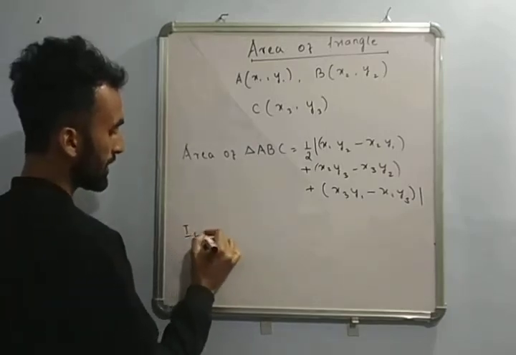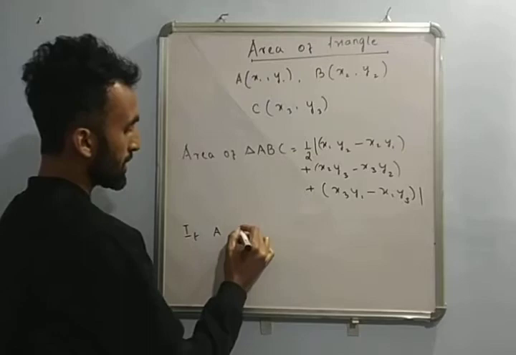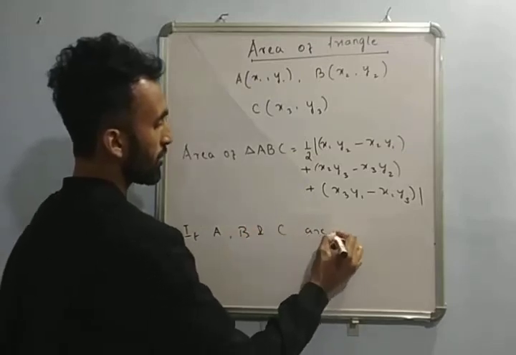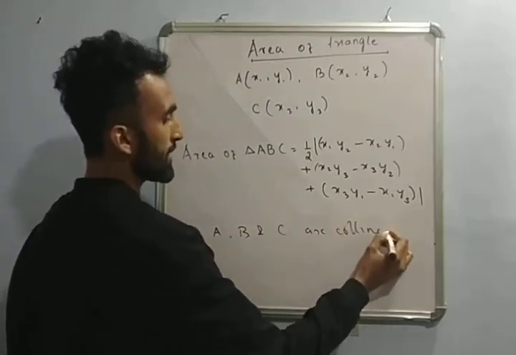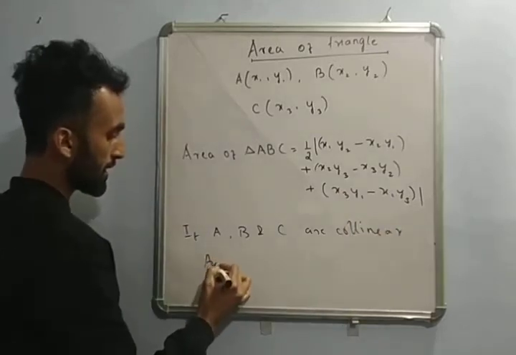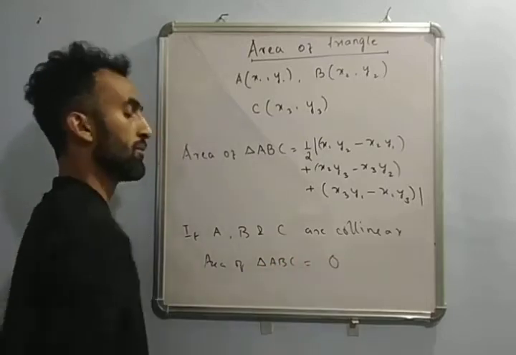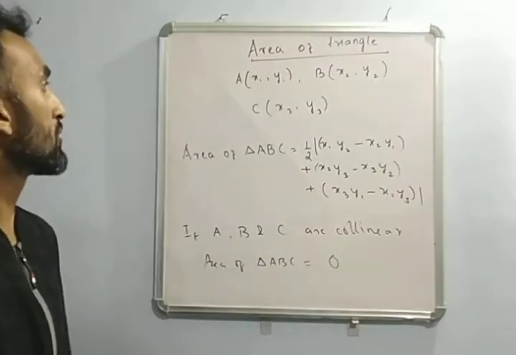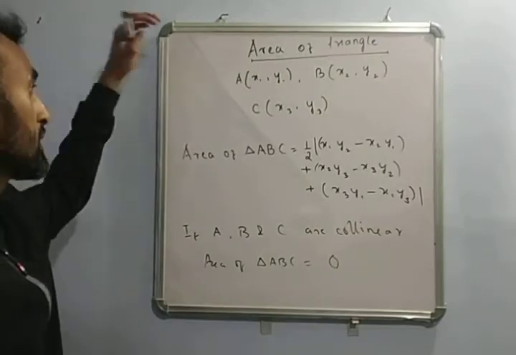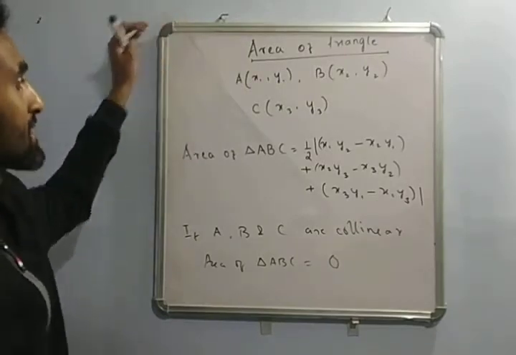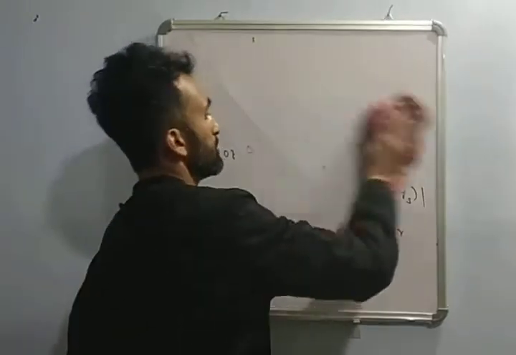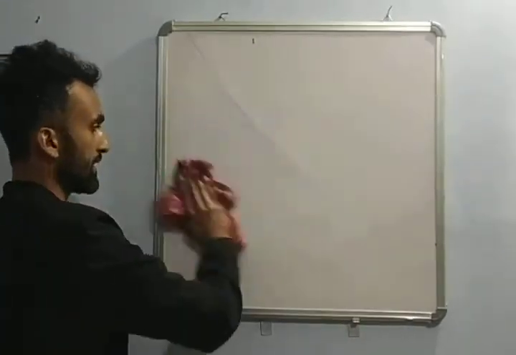Now, if A, B and C are collinear, meaning they lie on the same line, then the area of triangle ABC equals 0. This thing I explained in detail in the introduction part. You can check the introduction part. Now we'll start with the exercise. We'll not waste our time here. If you haven't gone through the introduction part, please go through it. Otherwise you'll not be able to understand.